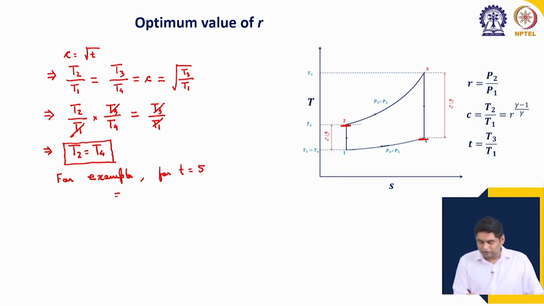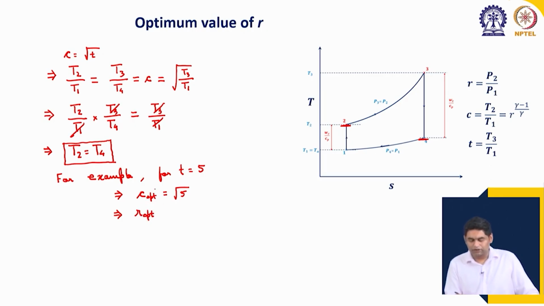So, we get that the optimum value of C should be equal to root T, which is root 5, which gives us the optimum value of R. Remember that R is related to C, such that C is equal to R to the power (gamma minus 1) by gamma, or R is equal to C to the power gamma by (gamma minus 1). So, this is equal to 16.72. For this temperature ratio, if we take a pressure ratio of 16.72, which is a reasonable pressure ratio, we will get the maximum work output from the cycle.